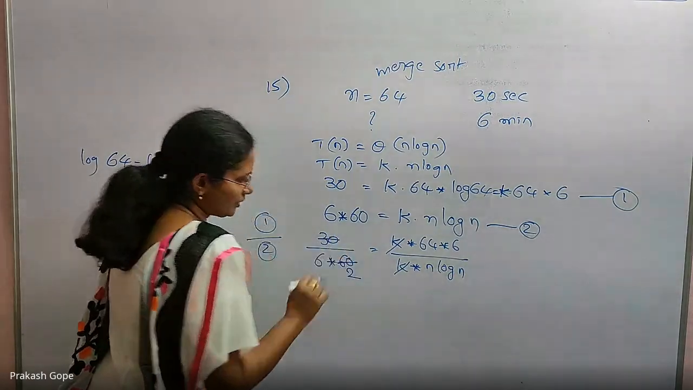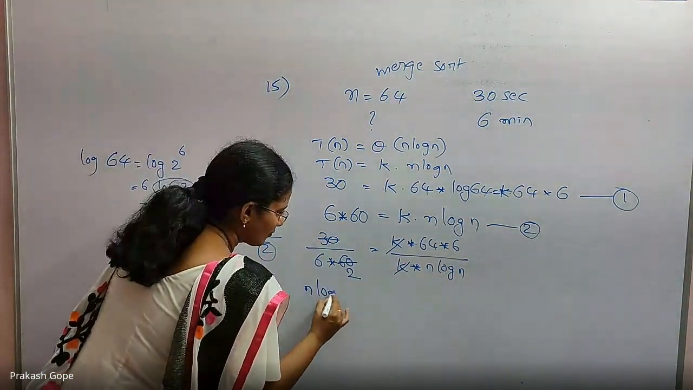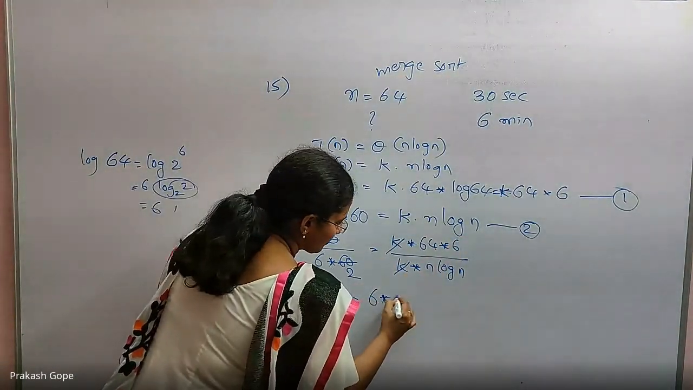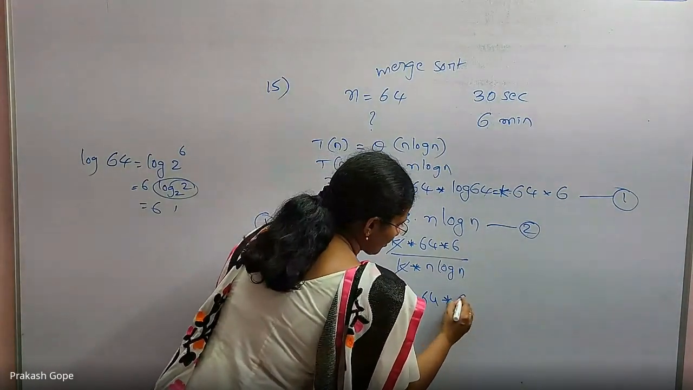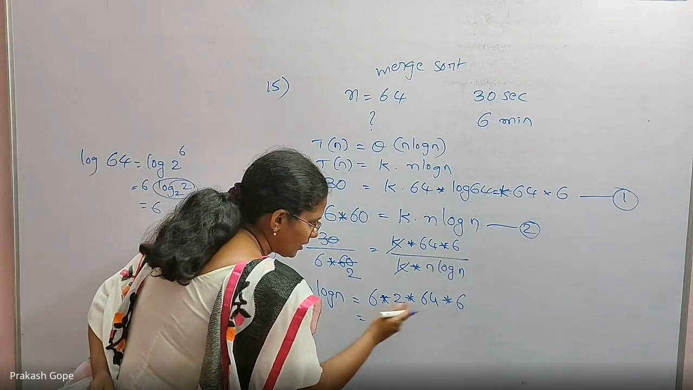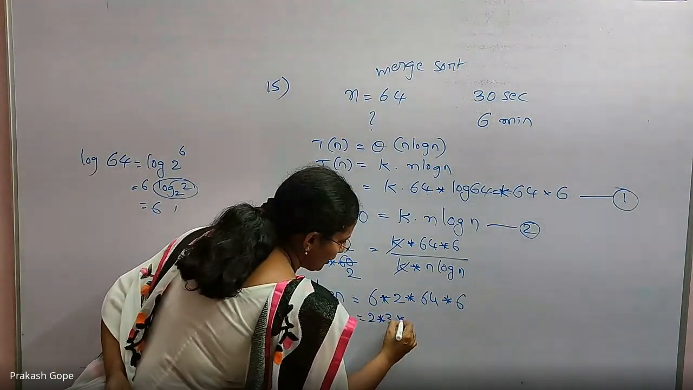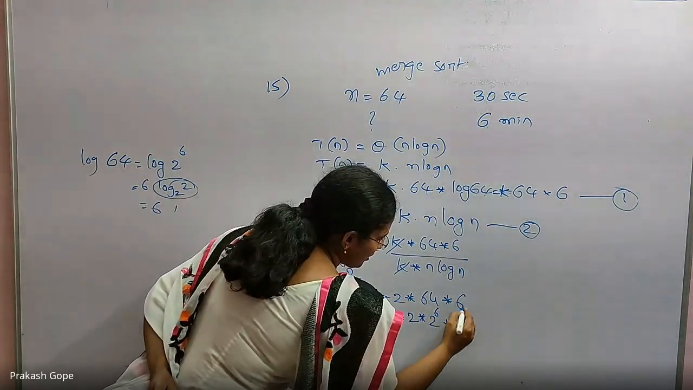30, 60 twice. This n log n will come here. This 6 into 2 will go there, and this is as it is, 64 into 6. You just need to simplify this. Keep everything in terms of 2. This is 2 into 3, correct? 6 is 2 into 3. This is just 2. This is 2 power 6. This is 2 into 3.